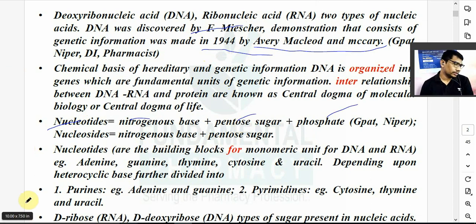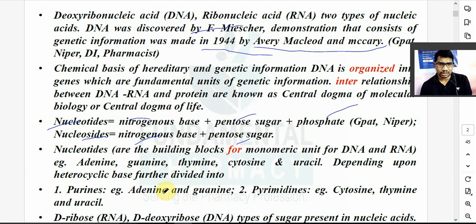In the nucleoside, how many sides are there? There are two sides, left side and right side. So sides means two: one nitrogenous base and one pentose sugar. So nucleotide has three components: nitrogen base, pentose sugar, and phosphate. Nucleosides mostly have two sides, left side and right side. So nitrogen base plus pentose sugar.